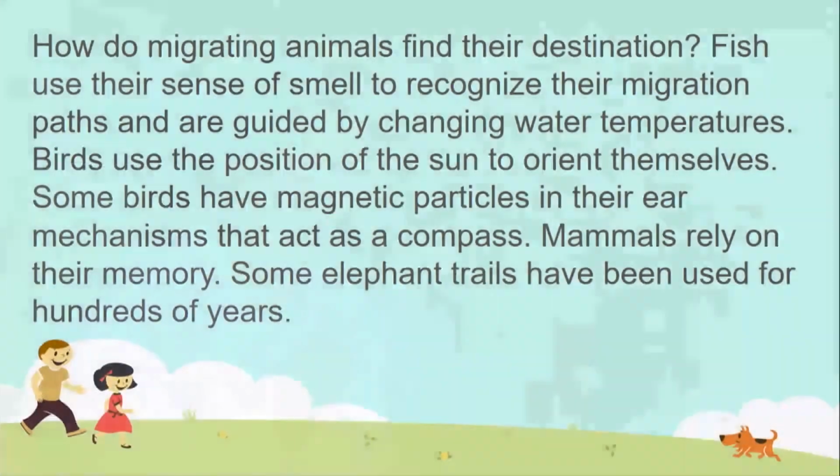So I think we need to read this passage again. How do migrating animals find their destination? Fish use their sense of smell to recognize their migration paths and are guided by changing water temperatures. Birds use the positions of the sun to orient themselves. Some birds have magnetic particles in their air mechanisms that act as a compass. Mammals rely on their memory. Some elephants' trails have been used for hundreds of years. What is the biggest idea jumping out at you right now?